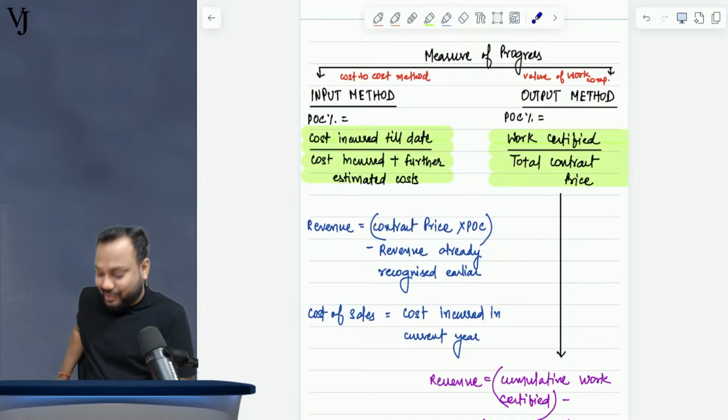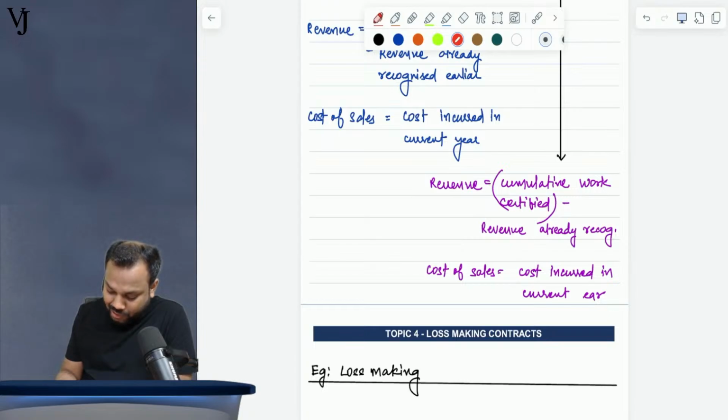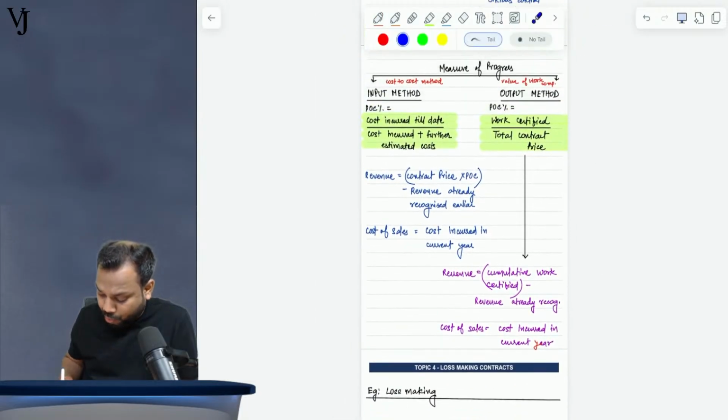Now understand what the cost of sales is. Cost incurred in the current year will be the cost of sales. I believe the input method and output method are clear to all of you.